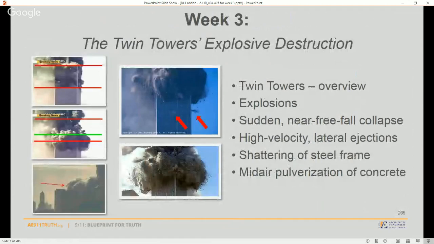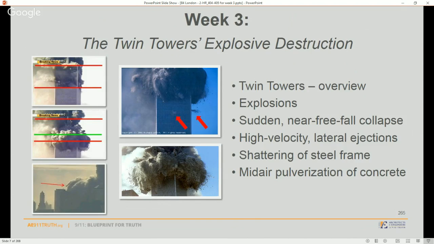Following last week's presentation, week 3 of the explosive destruction, where we looked at the sudden near freefall collapse of this structure, the high velocity lateral ejections landing 600 feet in every direction, sent out 60 miles an hour laterally. What forces can produce that? That's what we looked at last week, causing the complete shattering of the steel frame down to the ground in under 12 seconds, and the midair pulverization of 90,000 tons of concrete.